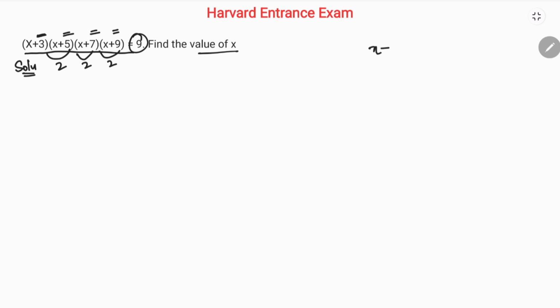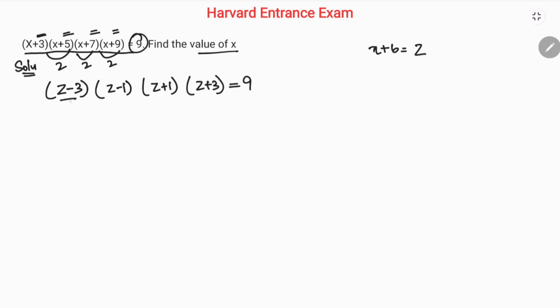So let's take x plus 6 as z and then try to replace it. So if x plus 6 is z, then x plus 3 is z minus 3. x plus 5 can be written as z minus 1, x plus 7 can be written as z plus 1, and x plus 9 can be written as z plus 3. So this is equivalent as 9.